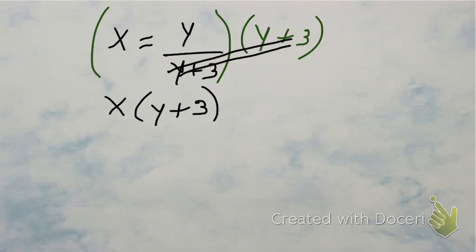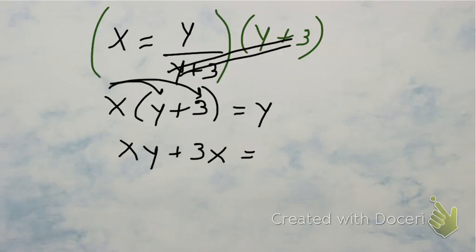After these y plus 3's vanish on the right, you still have y. So we got rid of fractions. Next, we solve equations by distributing. Let's distribute this x. That makes xy plus 3x equals y.